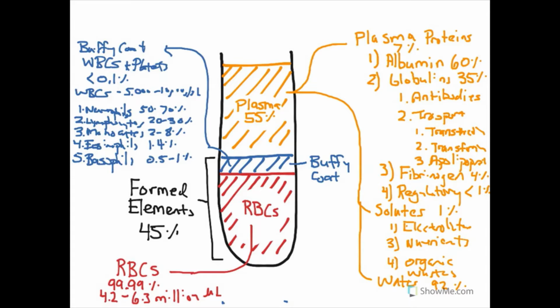Now, lastly is platelets, and that's our last component. Platelets are numerous. They're going to be more numerous than, of course, your white blood cells, but less numerous than red blood cells. They are about 150,000 to about 500,000 in 1 microliter. All right.